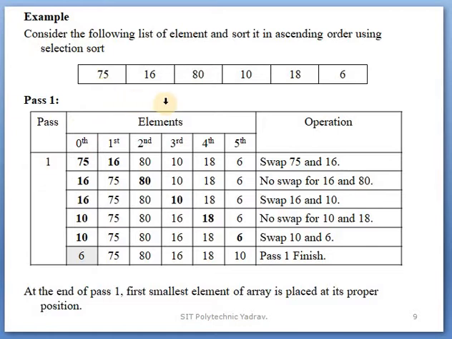Okay, in the pass, the operation on the elements: first of all, the 0th element, which is 75, is compared with 16, the first element. Check whether 75 is greater than 16. True. So swap these numbers, 16 and 75. After that, the 0th element, which is now 16, is compared with 18.